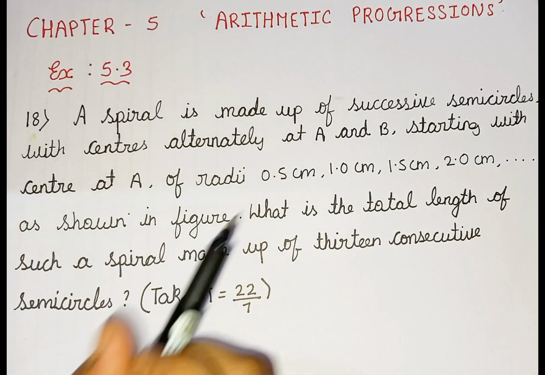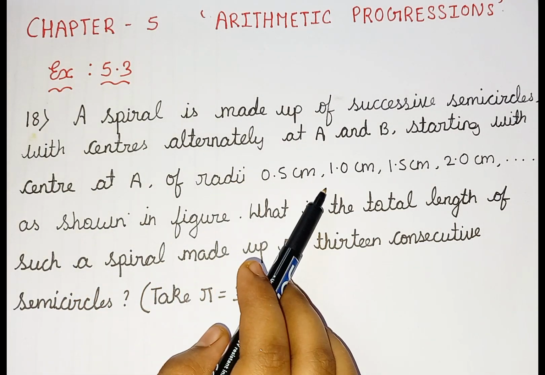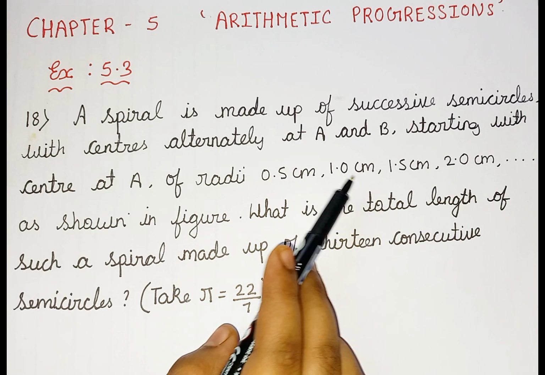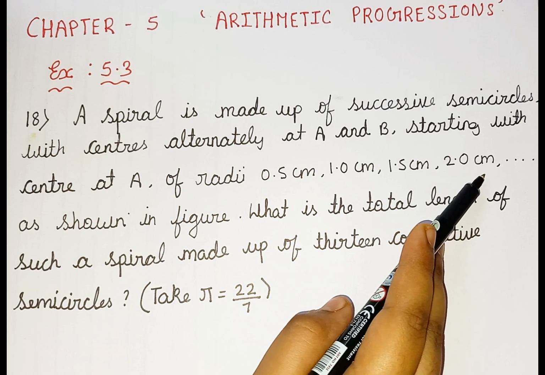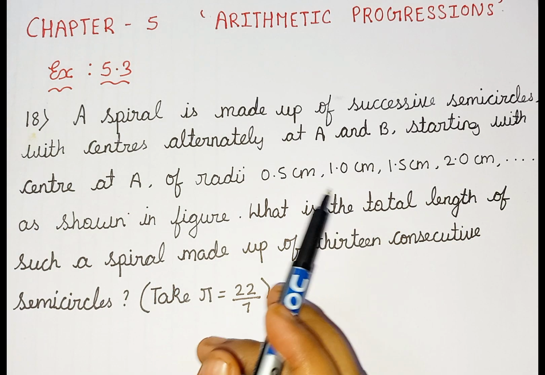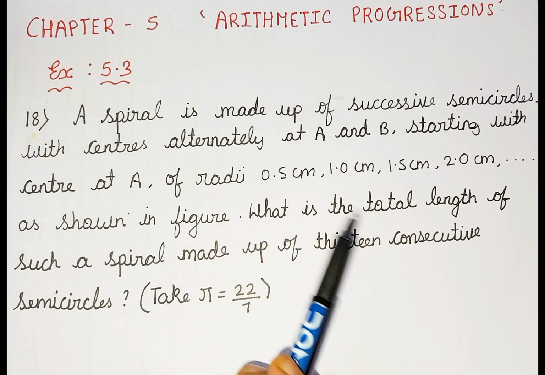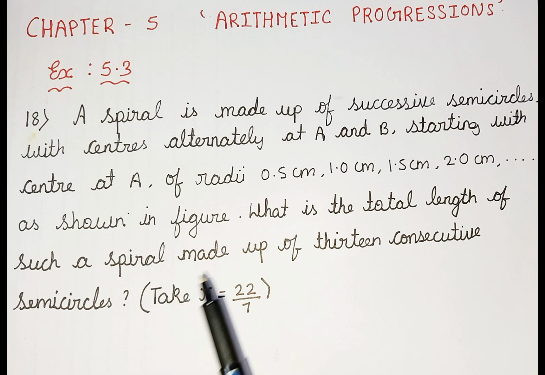Starting with center at A of radii 0.5 centimeter, 1.0 centimeter, 1.5 centimeter, 2.0 centimeter. This one we can focus on later. These are all radii. The question is, what is the total length of such a spiral made up of 13 consecutive semicircles?